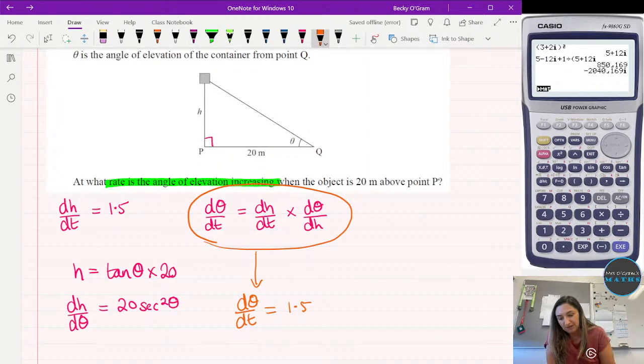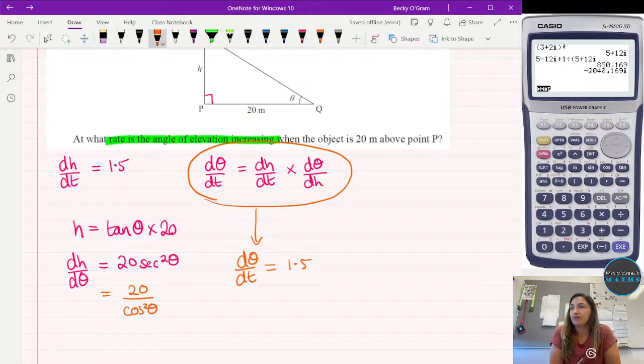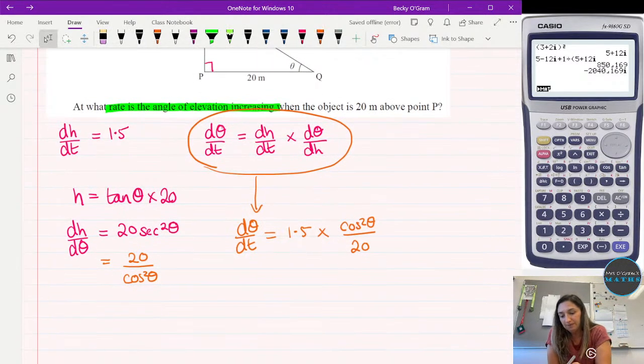Now, just to make things a little bit easier, I'm going to turn this sec squared into 1 over cos squared. So we can see what we're doing with the fraction there. And then popping it into this bit to make dh by d theta into d theta by dh, we'll just flip that fraction over. So we've got cos squared theta over 20. Okay, we're nearly there. So let's just get the next bit.